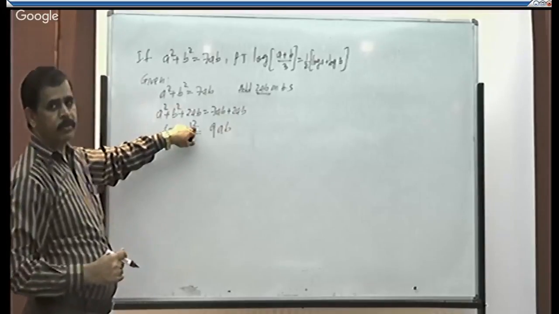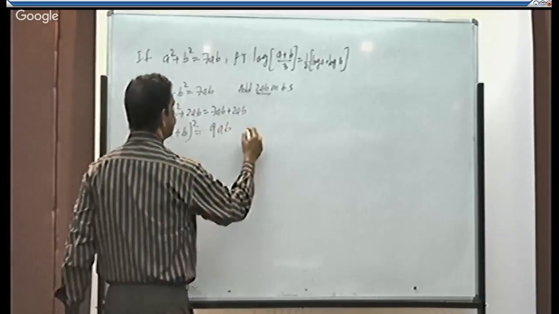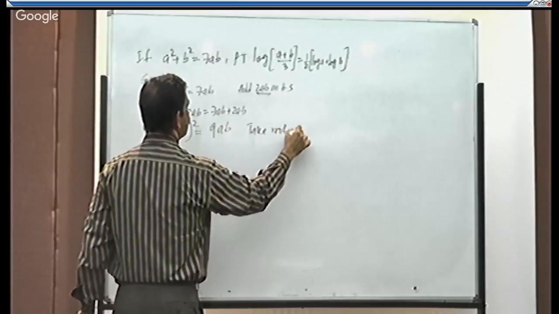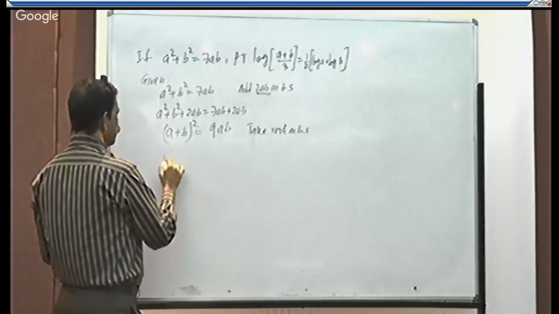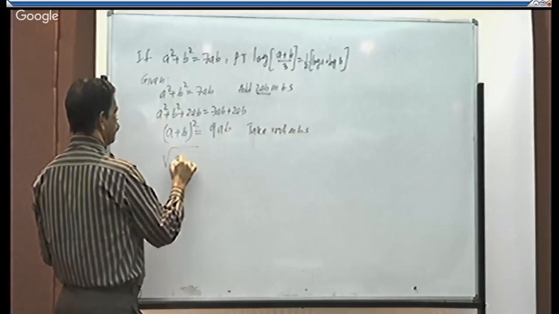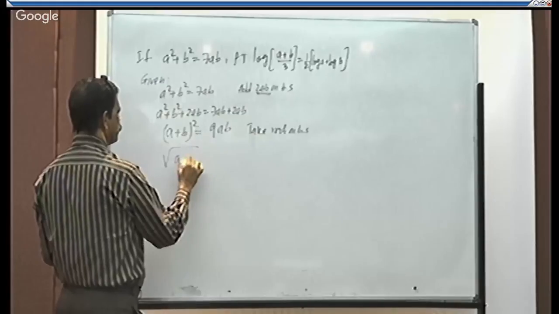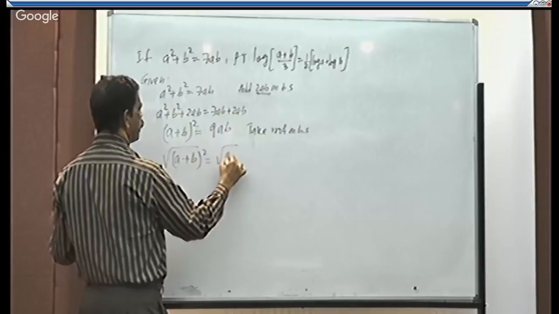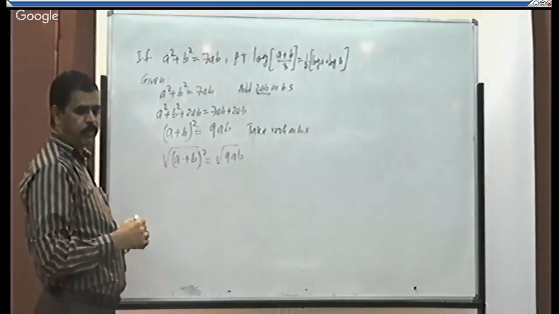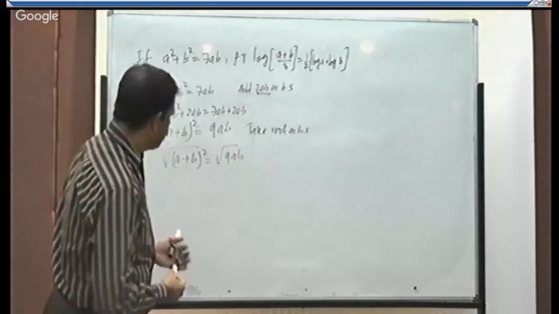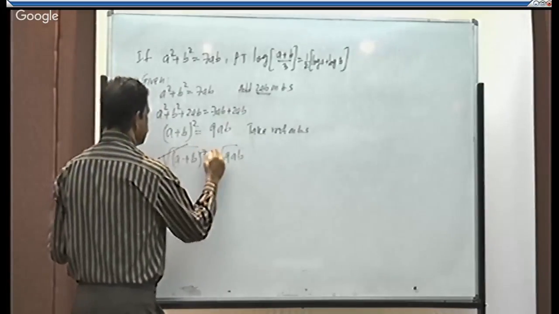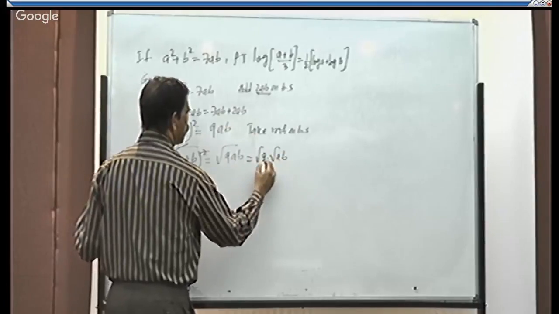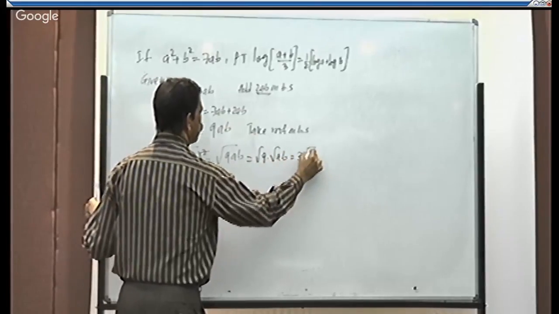Take a root on both sides. Root of (a + b)² is equal to root of 9ab. Here the square and root get cancelled. It is what? Root 9 into root of ab. Correct? Root 9 is what? It is equal to 3 root of ab.